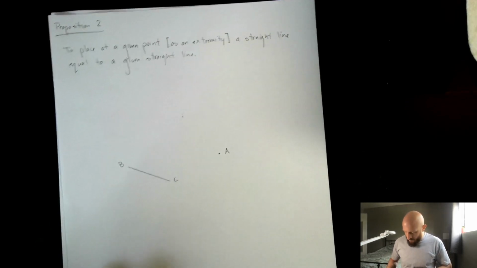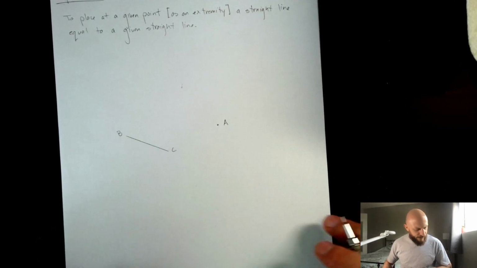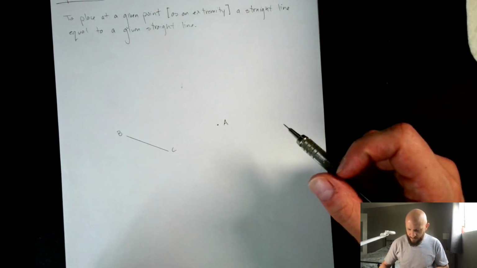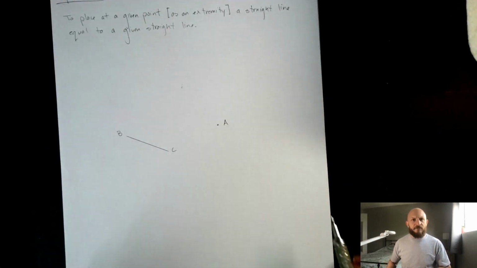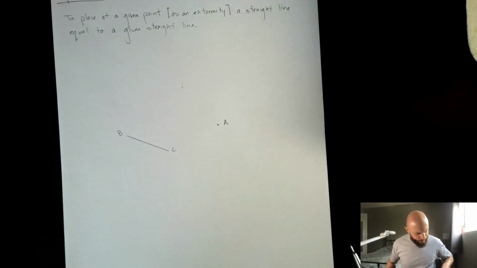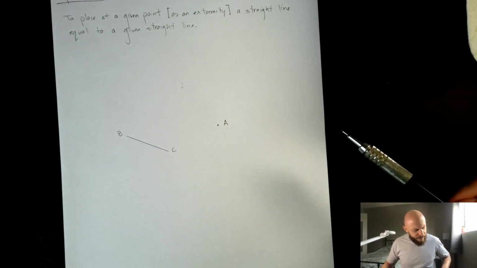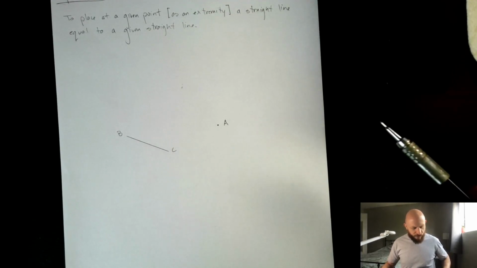Alright, so let me just jump into it. There's a little bit of figuring out that I have to do because this ends up being something of a large diagram, and I want to be able to fit everything onto the page. So it might get a little clunky here or there. Alright, so we have our point A, we have our line BC. So how do we start this off?